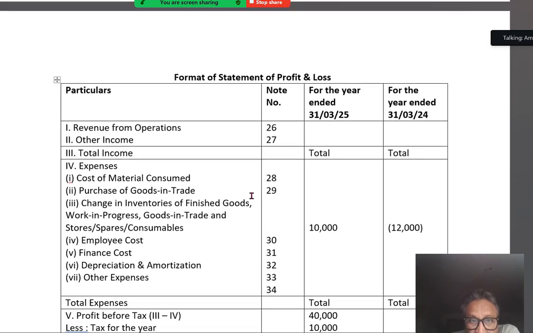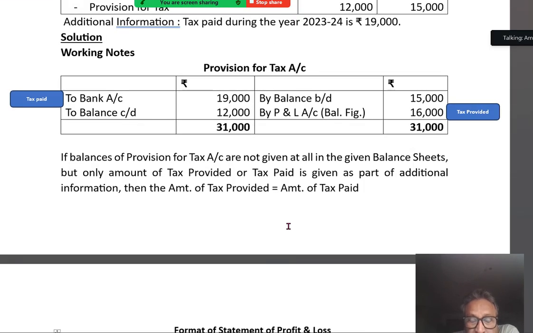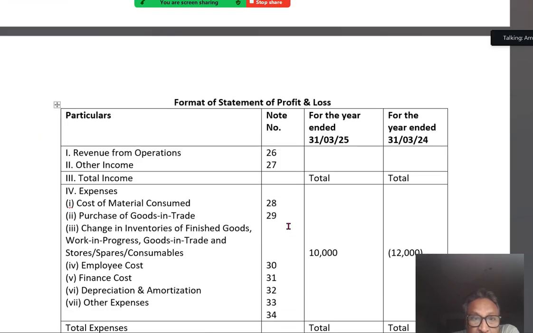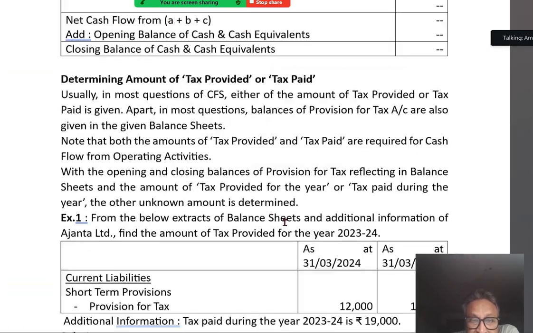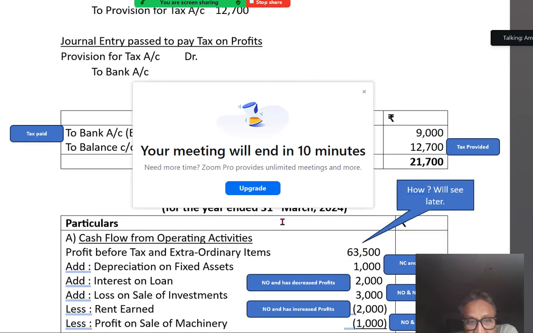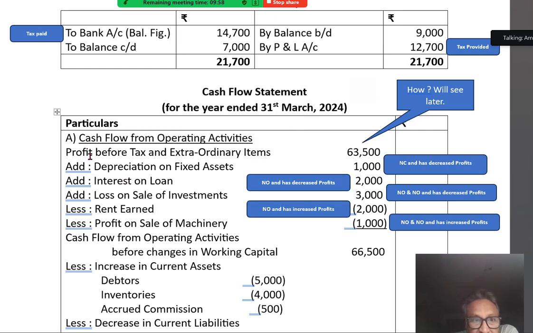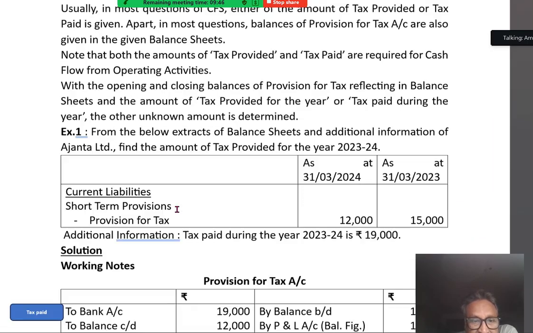Why am I explaining you this? So that I could now tell you how we calculate for cash flow statement the very first item, that is profit before tax. This is the very first item that you have to mention in your cash flow statements. So how do we determine this amount? Let's understand that, guys.